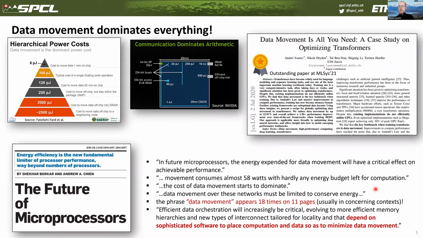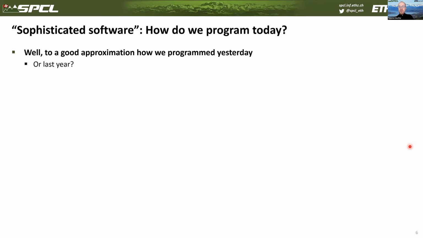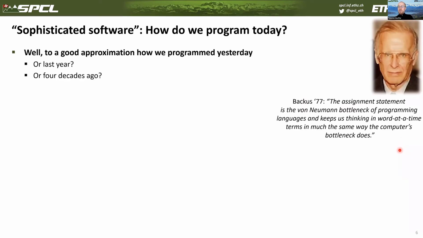Okay, let's see how we do this today. Where's our sophisticated software? How do we program these devices today? Well, to a good approximation, today we program devices like we did yesterday, or last year, or maybe 40 years ago, because in fact, nothing changed in the way we program and teach computer science in the last 40 years. So Backus' complaint from 1977 is still not solved.